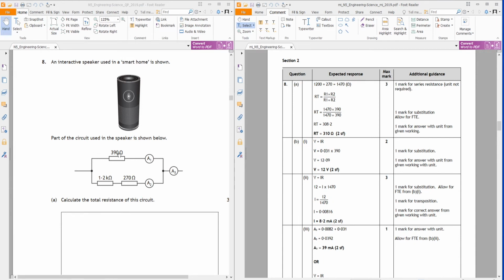Okay, right. So we have the resistor arrangement. These two are in series, right? They have to be added together. So it's 1.2k, which is 1,200 ohms, plus 270 ohms, that's 1,470 ohms, and that will be in parallel with 390. So here, this is one way of doing it, the product over the sum. So the 1470 is the 1.2k plus the 270. Okay, and it comes out at 310 ohms, to two significant figures.